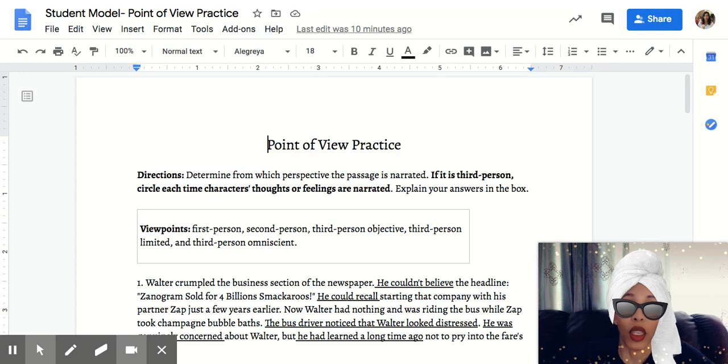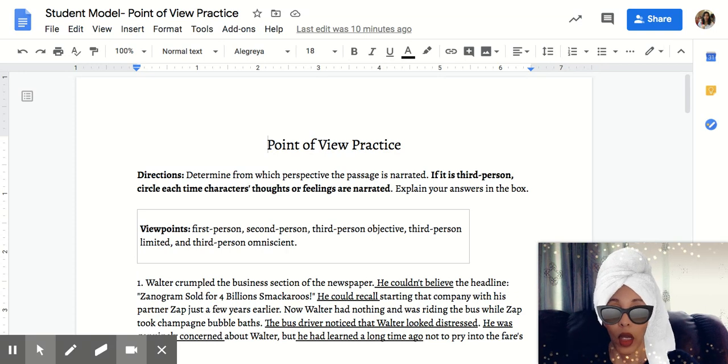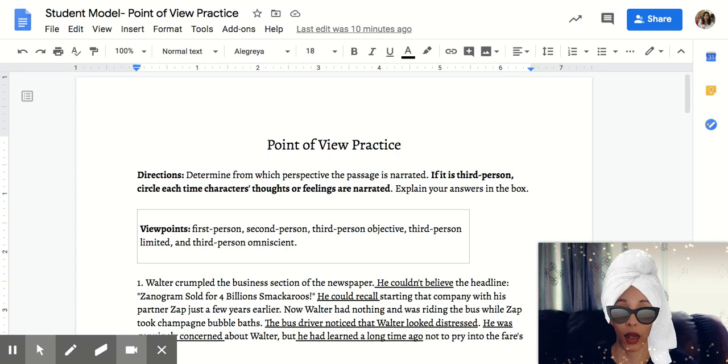First of all, you need to read the directions. Determine from which perspective the passage is narrated. If it is in third person, circle each time the character's thoughts or feelings are narrated. Explain your answers in the box. So you have to do two things. You have to write which perspective the little passage is being told from, and then explain your answers.